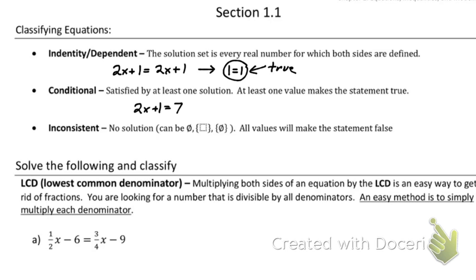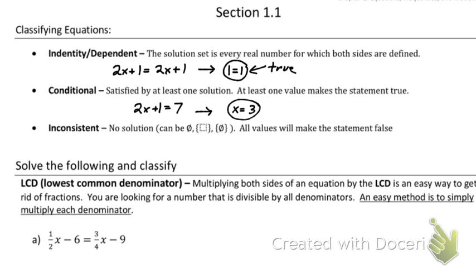Not an identity. So that means you would keep working through this and you'd end up with just x equals, what would that be, 3. That means you have a conditional. It's just one solution. Definitely not dependent, so we just put conditional as the highest ranking thing that we can.